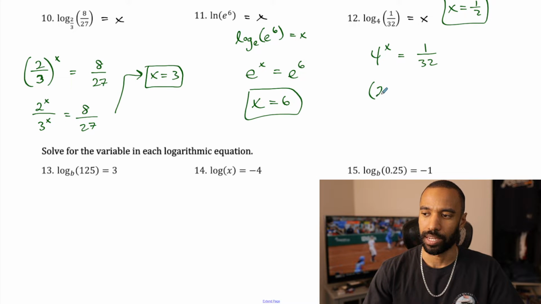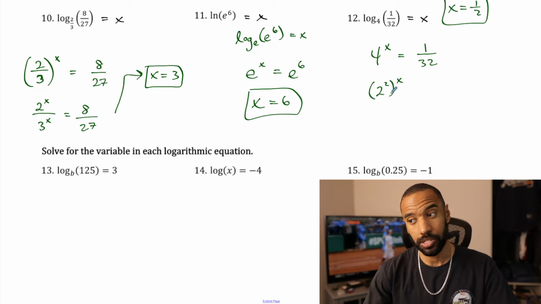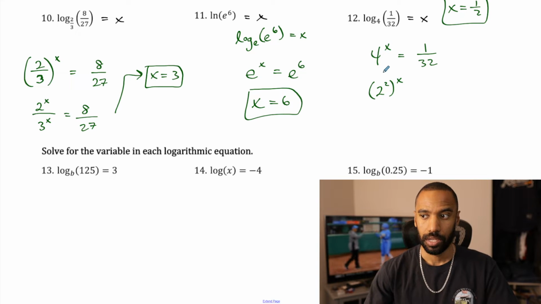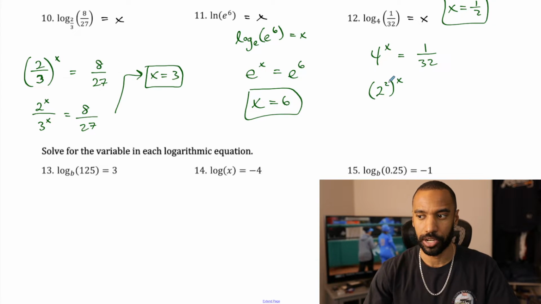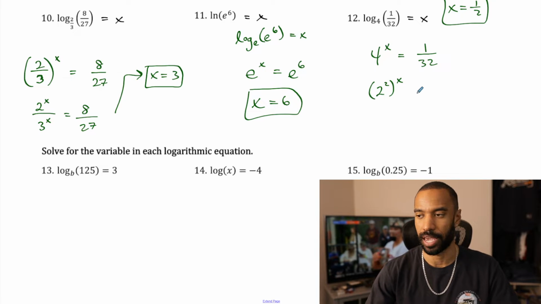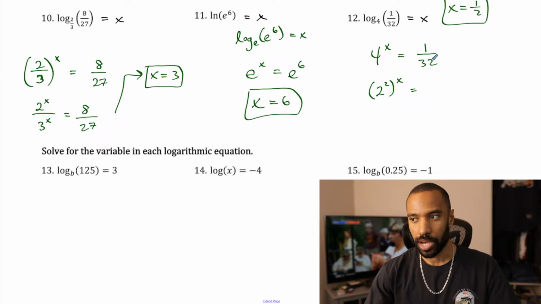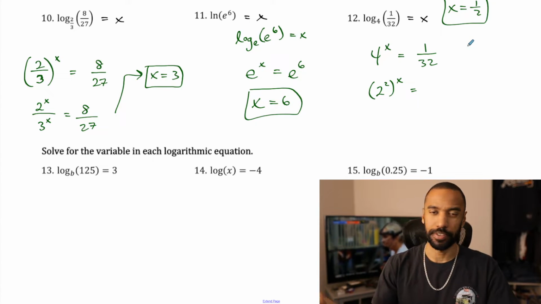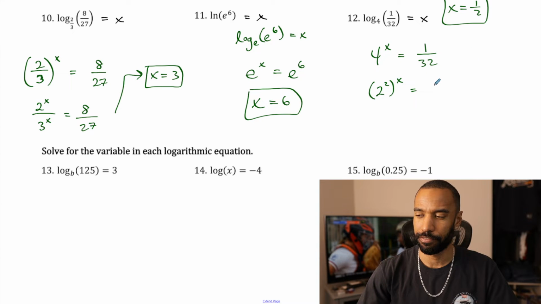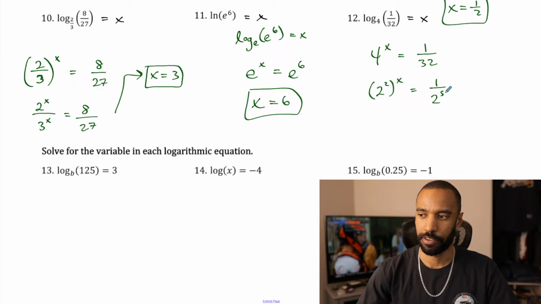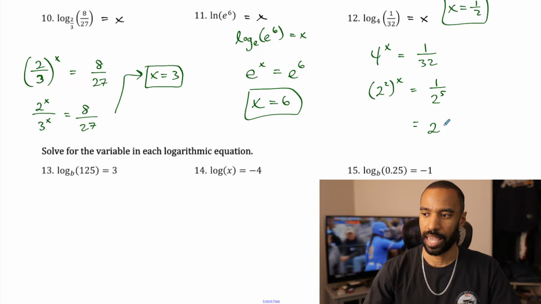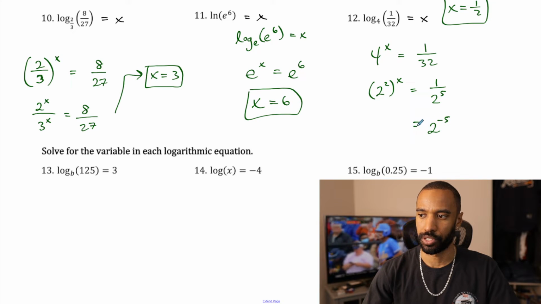4 could be written as 2 squared, so we do 2 squared to the x power. And the parentheses are all too important as far as stressing the order of operations and what we get to do with these exponents together. Now, you saw how we worked these things before. 2 to the 5th is 32. So 2 to the -5th, let me do this in order, 2 to the 5th is 32, so 2 to the -5th is 1/32.